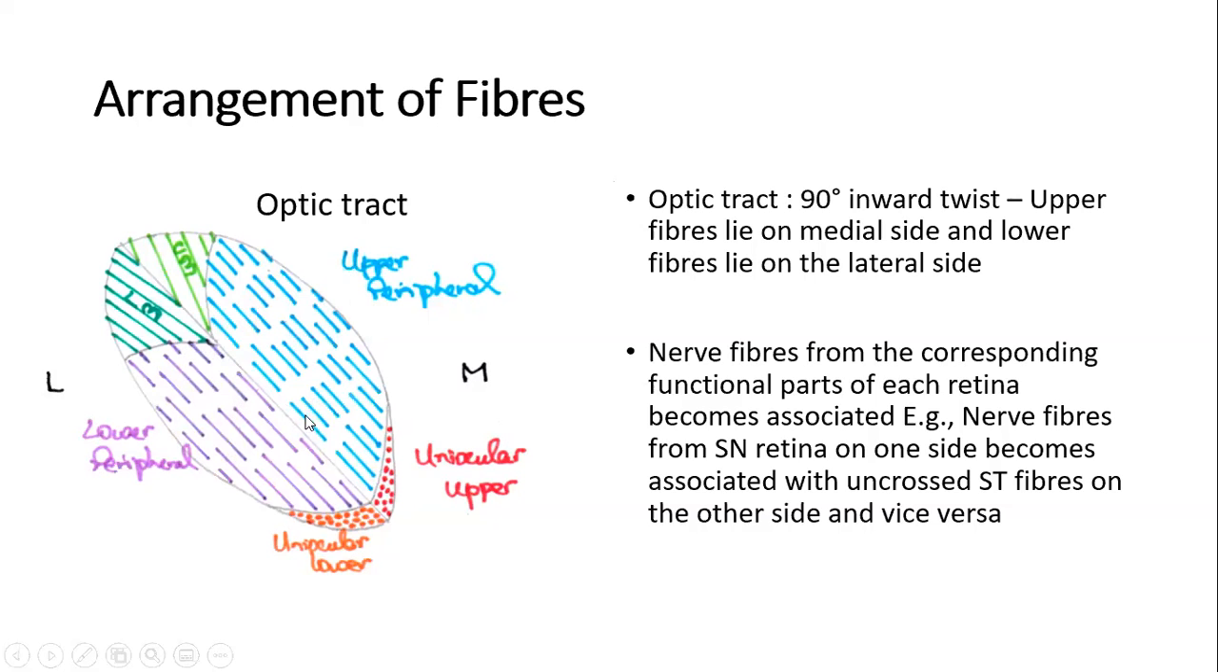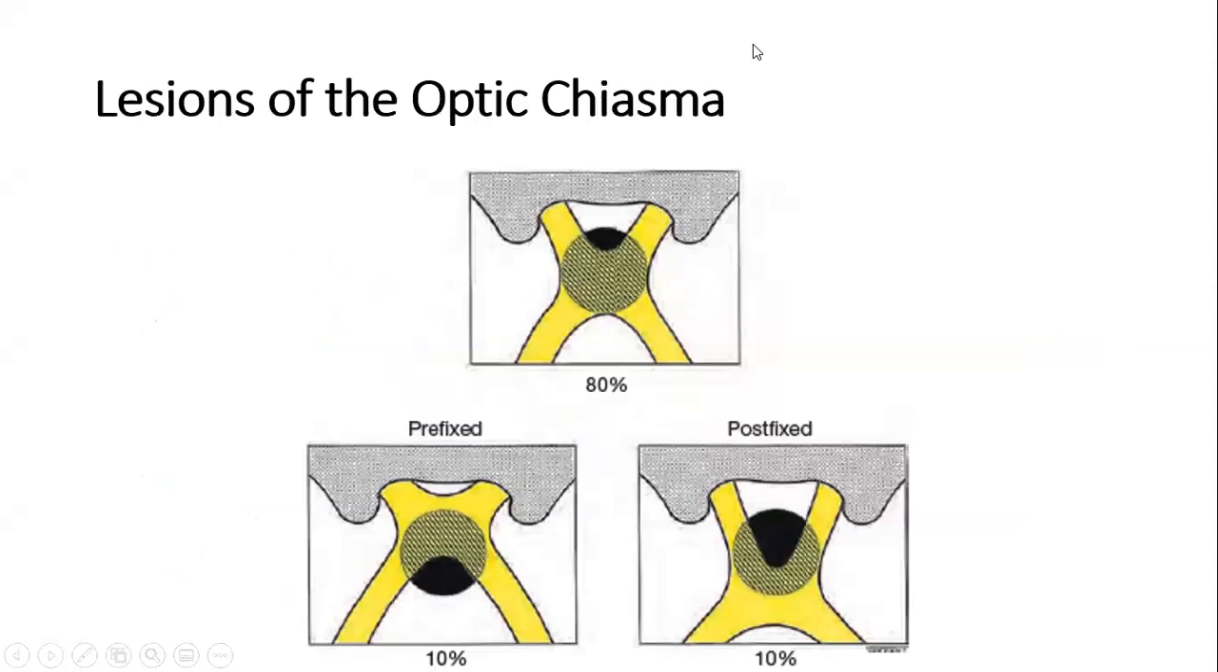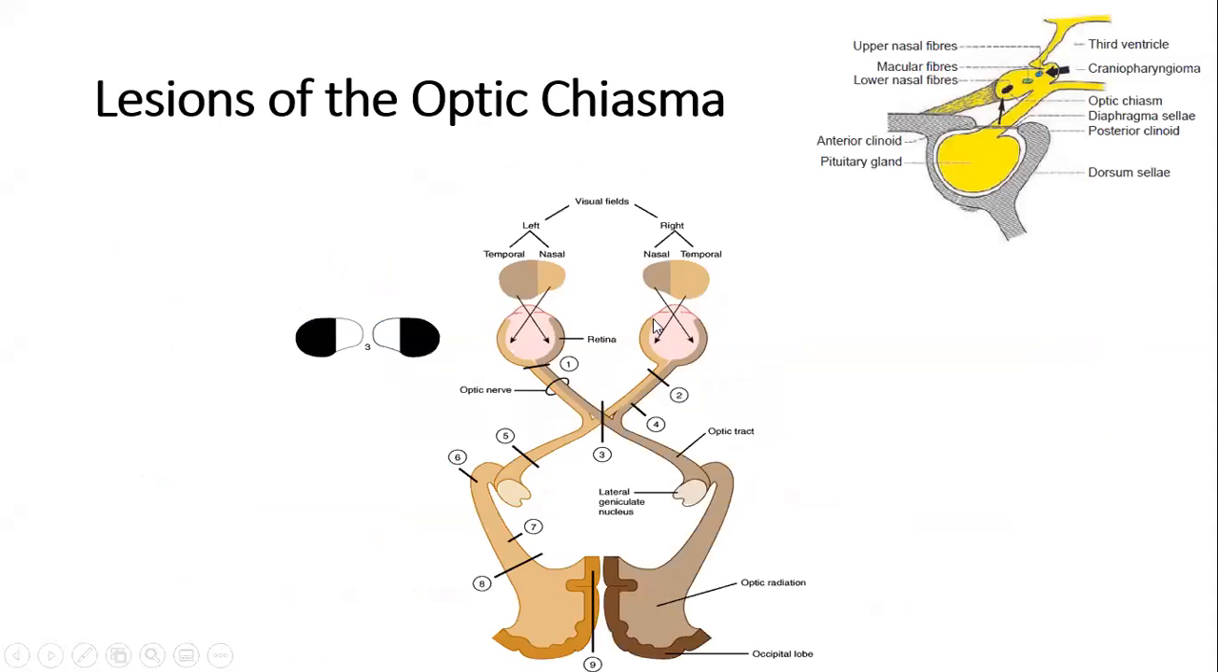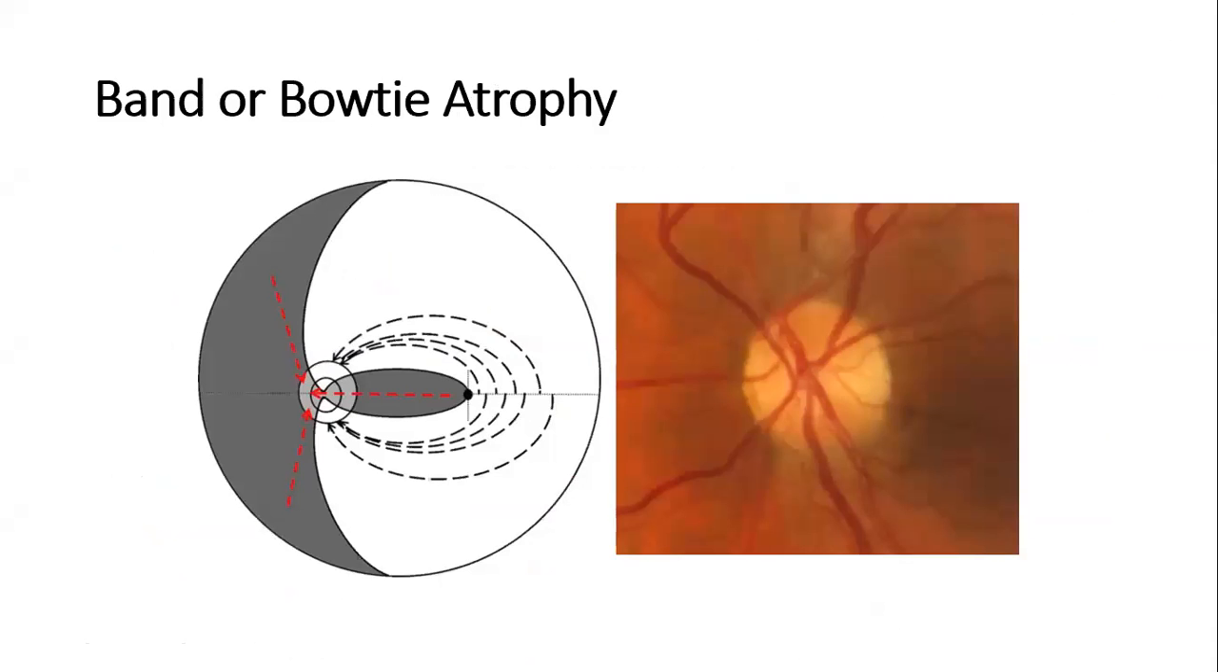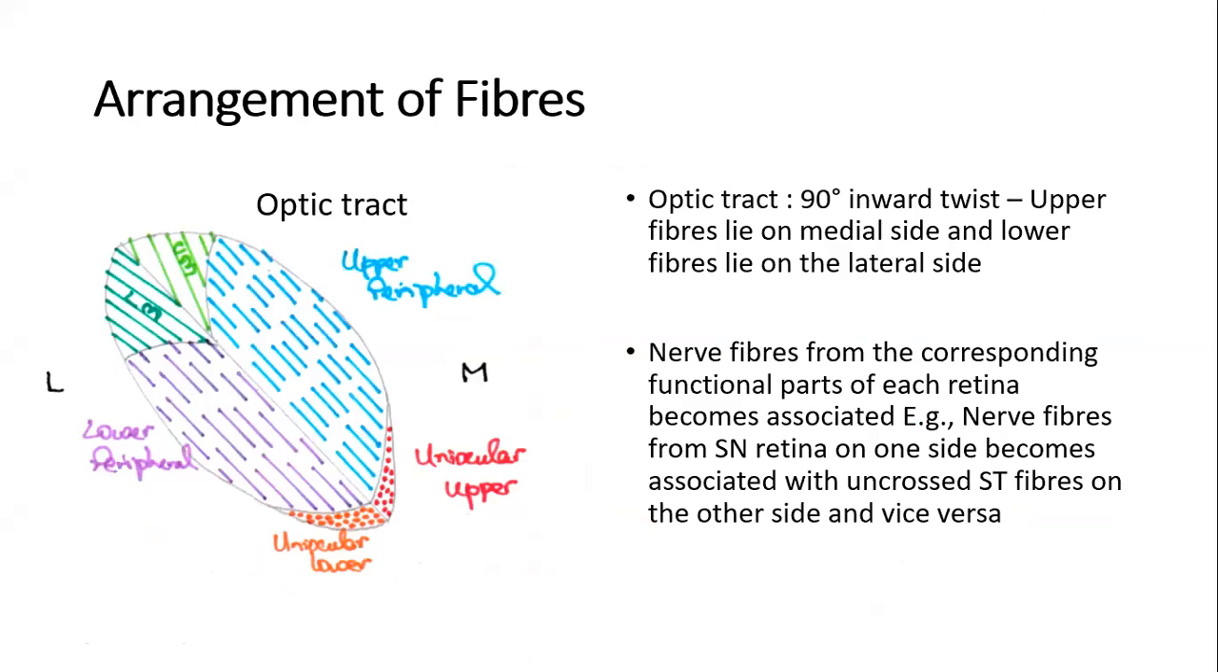In the optic tract now, the macula, which was in the center, has again moved towards the temporal side. And as we saw, the extreme nasal periphery will have the uniocular nasal fibers. Again, since it's a nasal fiber, it is going to completely cross over to the opposite side. And we see those nasal fibers to be in the most infranasal portion of the optic tract. So this is with regards to the arrangement of the nerve fibers in the optic tract.